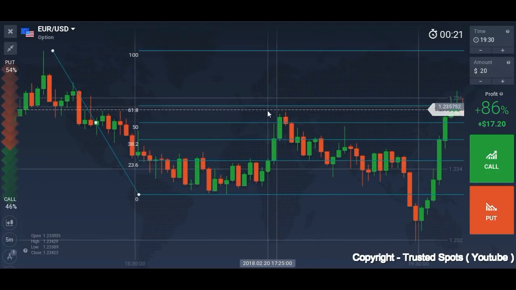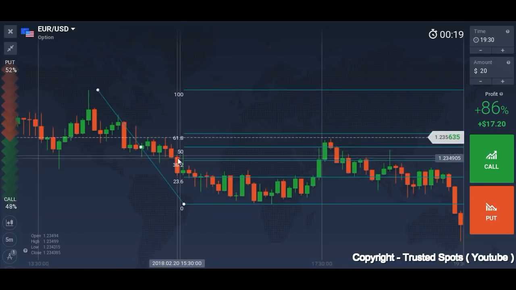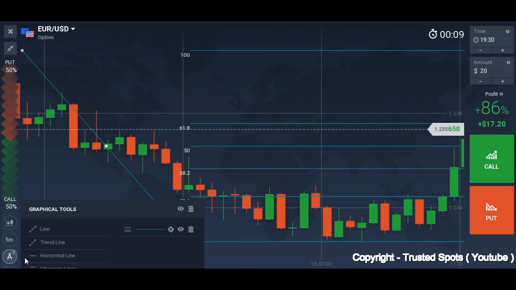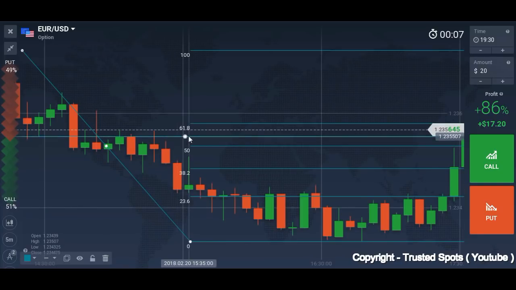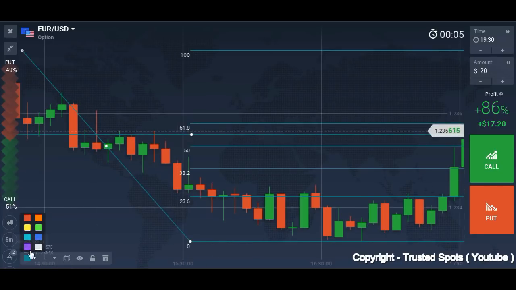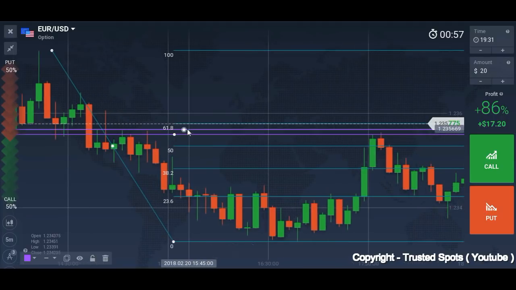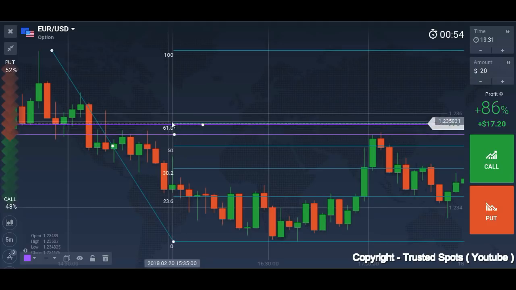You can see the level worked here. So as you can see, the 61.8 level is here, but is it the actual resistance level? No, it's not. So what we have to do, we have to draw an area of resistance so that we can use it. Okay, so now we have an area. So this is the complete area, the 61.8 level resistance area.